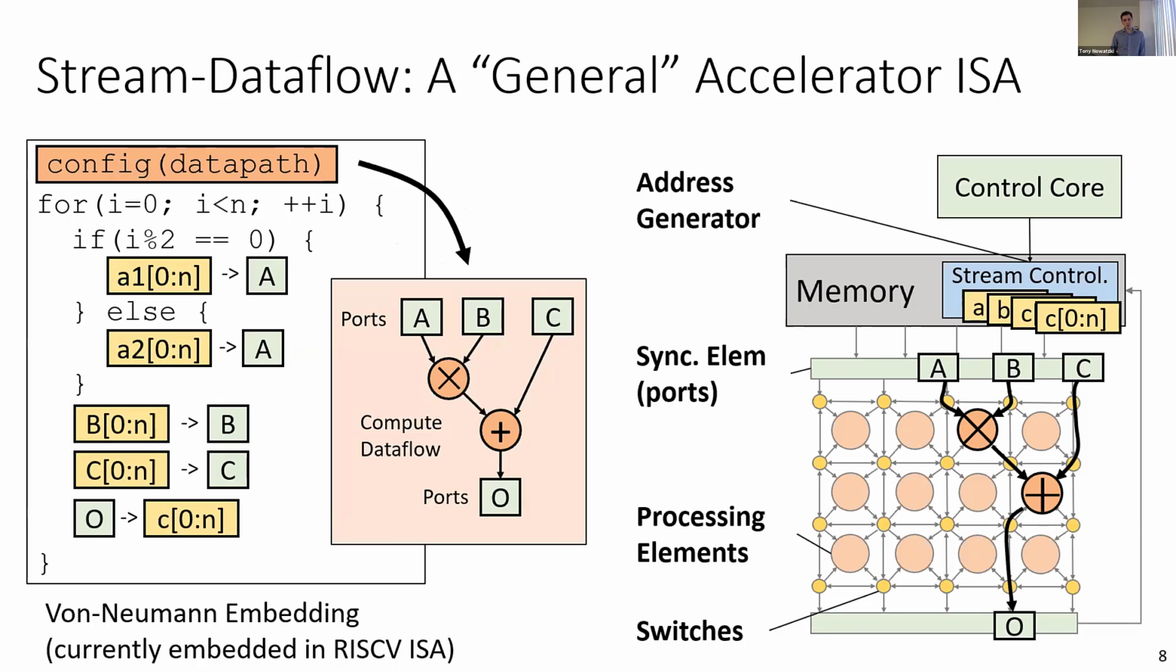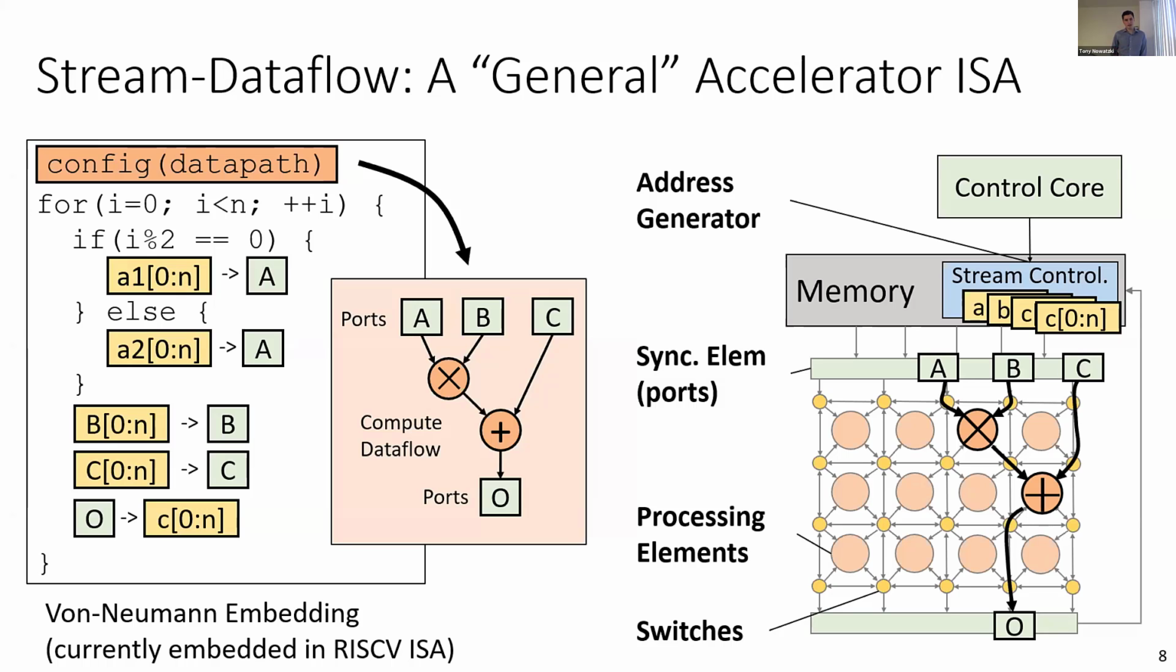So this accelerator ISA, we call it stream data flow. You can think about it as being a von Neumann embedded ISA. The control program is just a typical von Neumann program, but embedded within it are instructions, the commands for the accelerator. Those commands will either configure the data flow graph for the compute units, or send memory instructions to the stream controllers. Each one of these little colored boxes here represents one of those types of commands, either configuring the data flow graph or sending memory instructions.